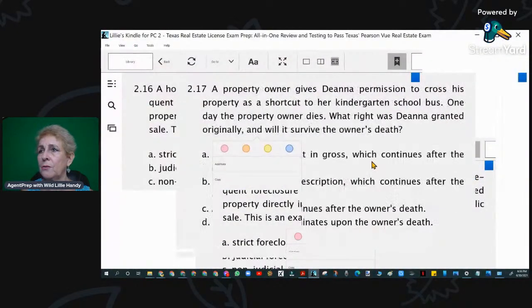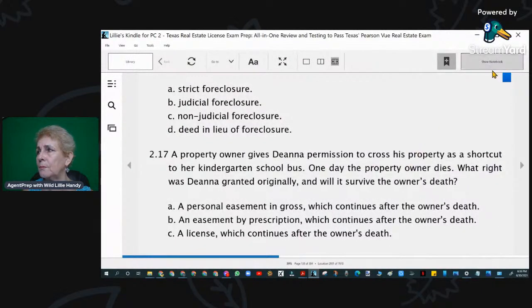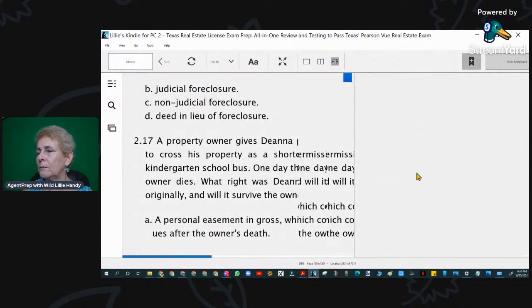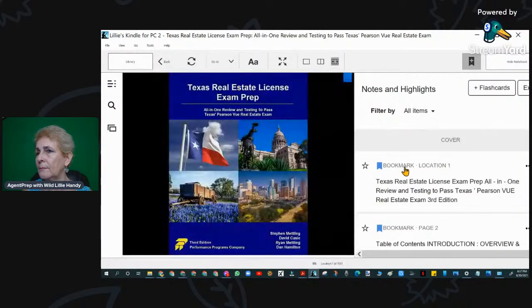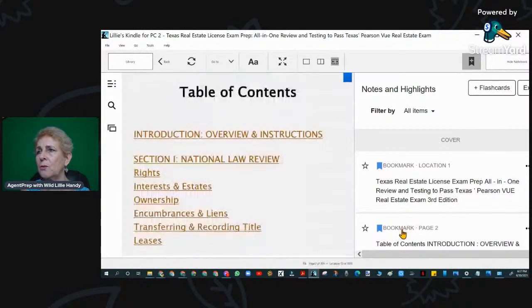I'm using a different source. Let me show you that. So this is a second source that I have. This was created last year in 2020. So the Texas Real Estate License Exam Prep. Okay, it's a third edition. And I like this source again because it has multiple exams available.